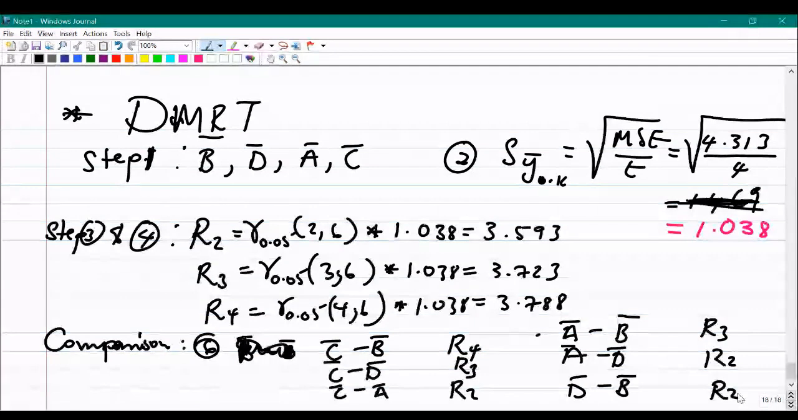C minus B, it's greater. Let's go to the second one. It's also greater. Okay. The third one. Greater. The fourth one.